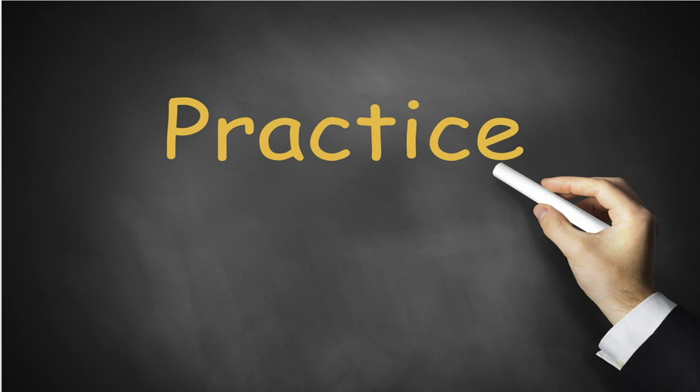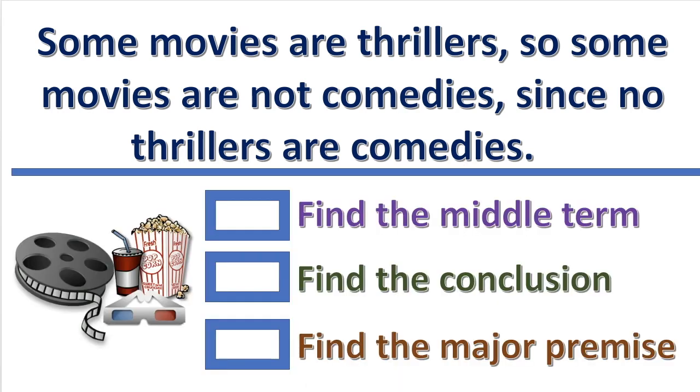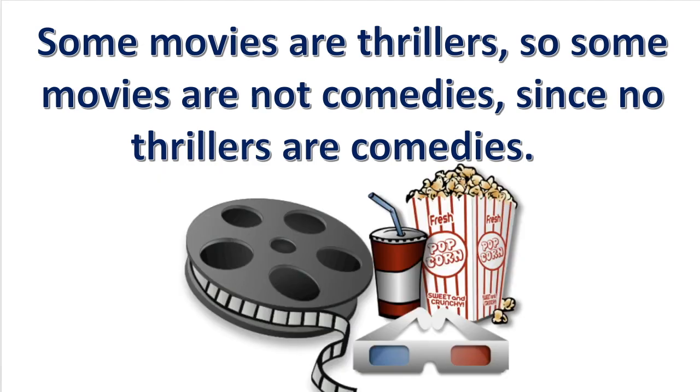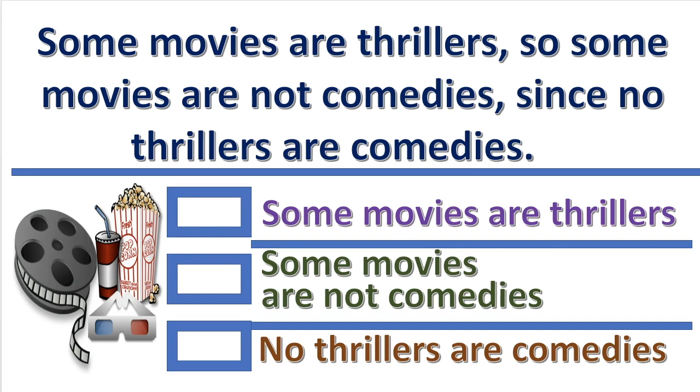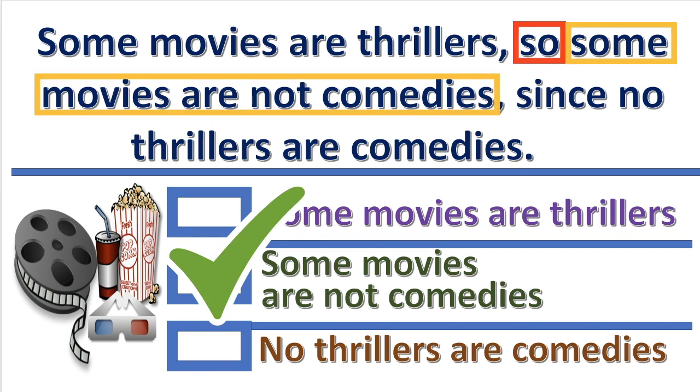So let's work a practice problem. Now for this syllogism, what do you do first to put it into standard form? Press pause if you need to. The answer will appear in 3, 2, 1. Ding! Find the conclusion. Next, which statement is the conclusion? Press pause if you need more time. The answer will appear in 3, 2, 1. Ding! That's correct. The word so indicates the conclusion.